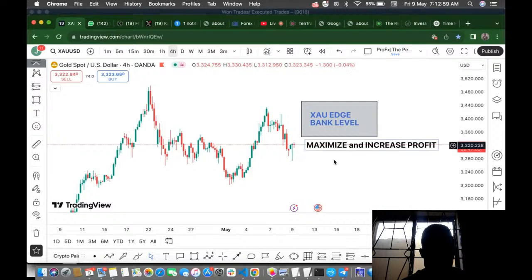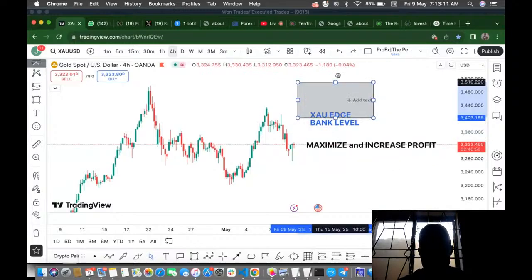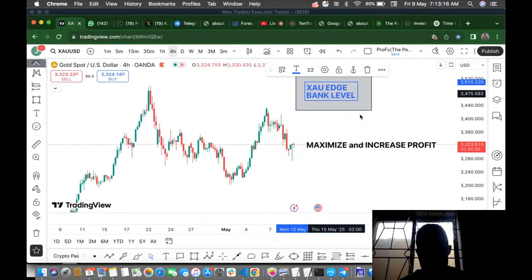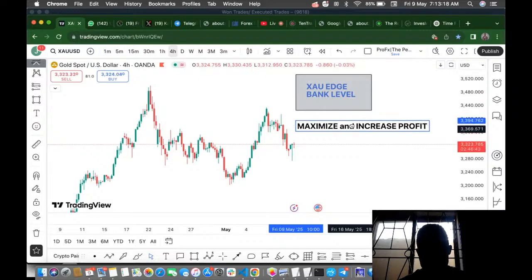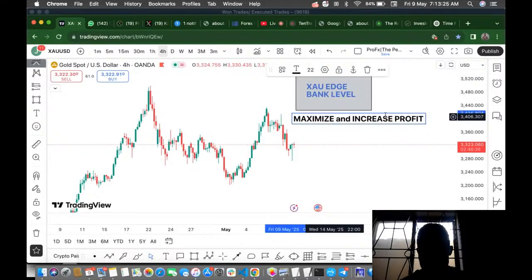So, before I go into anything, let me quickly show you how I draw out my bank levels. Just for those that already know about it, just a recap. Why maximize profits here?